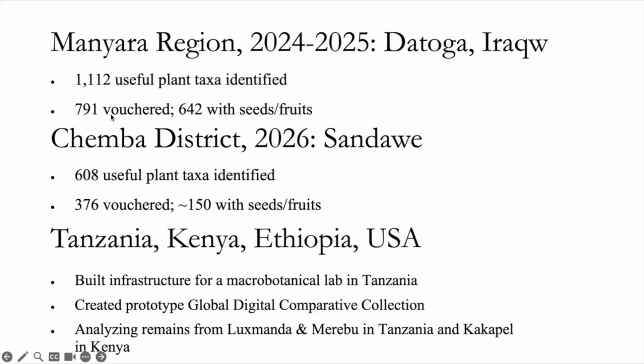In 2026, just in February and March, we were doing some collecting in the Sandawe homeland. There we've identified over 600 species with known uses. 376 of those have voucher specimens, and 150 to 200 we're actually still figuring this out because we're compiling notes and things like that. We have the seeds.